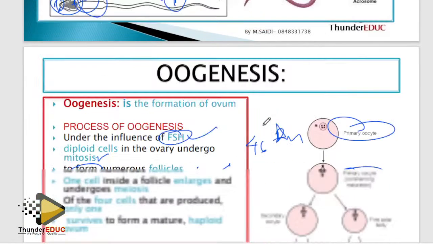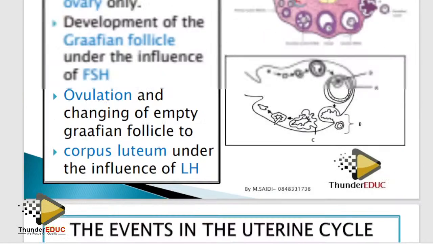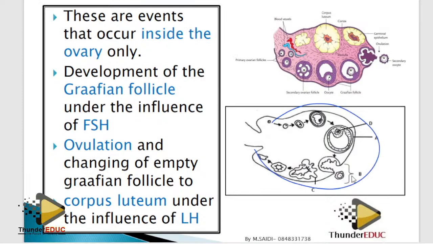So it's not a big deal now. Please make sure you know this. But for the uterine, you need to know the hormones which are produced here and the function of the hormone. That's all. The ovarian is done. Hormone produced and the function of that hormone. That's all.